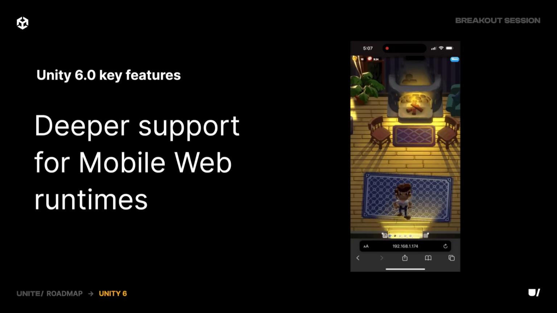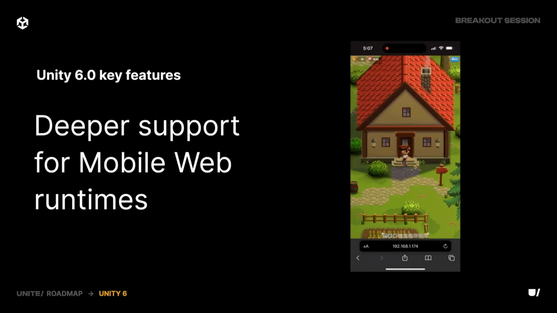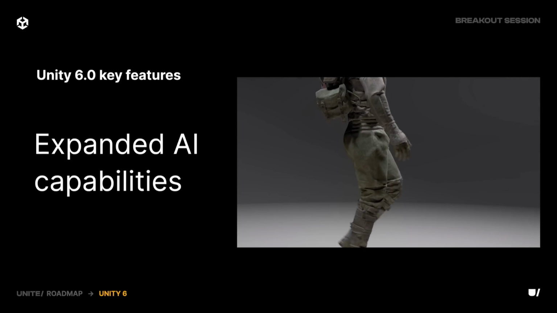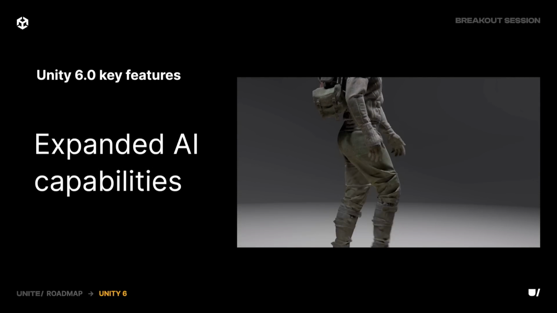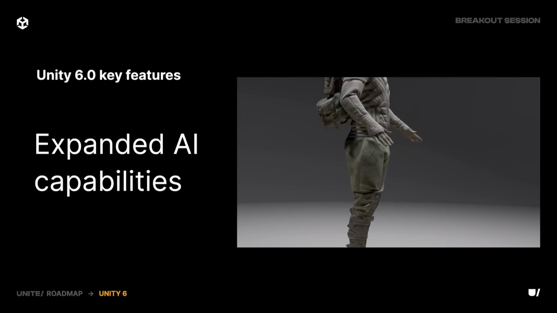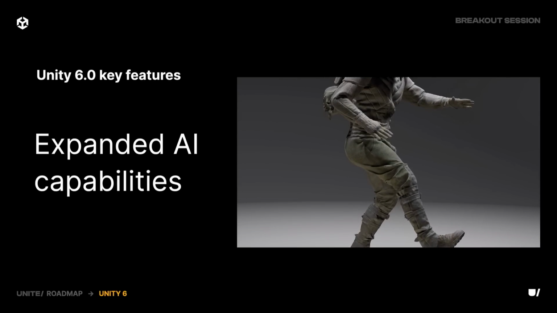We have deeper support for mobile web runtimes. This is super impactful if you're working on mobile and have people play your games in the browser. And there are expanded AI capabilities with Muse and Sentis. Here in our Time Ghost demo, we used Sentis to enable realistic cloth deformation at runtime with a machine learning model that we trained ourselves.